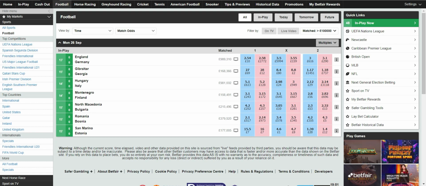So as you can see on screen, I am on the main match odds Betfair screen. I have filtered the matched amount to 100,000.